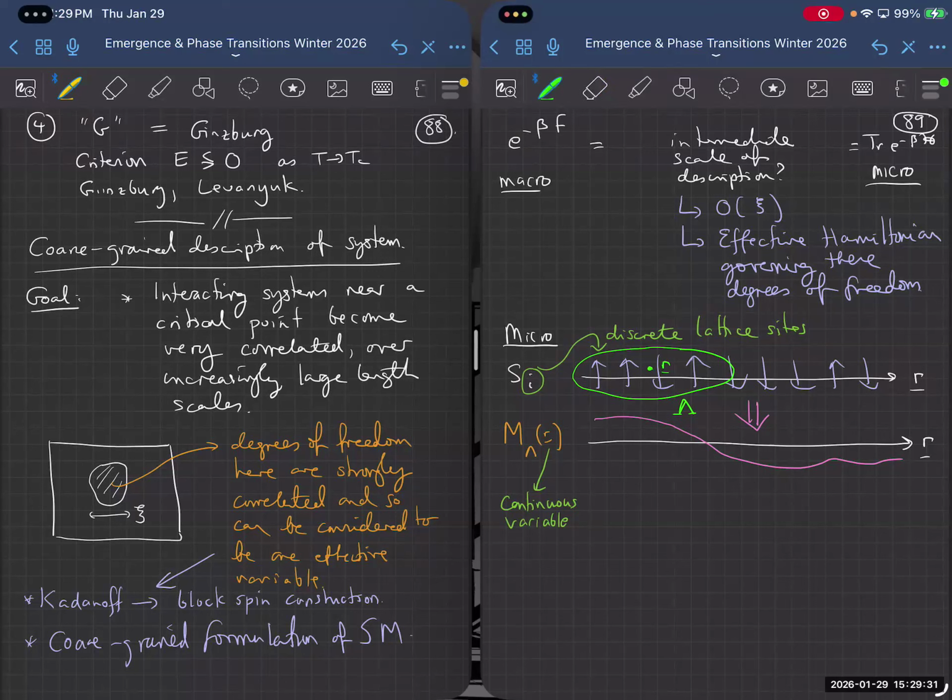So it's continuous in space, but also m lambda is continuous, and minus 1 is less than or equal to m lambda of r is less than or equal to plus 1. So by doing this, I've smoothed in space and I've smoothed the variable. And how might I have done that?